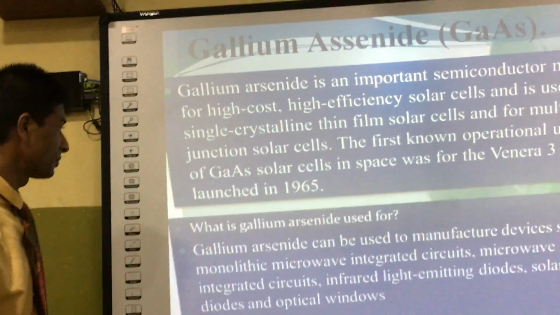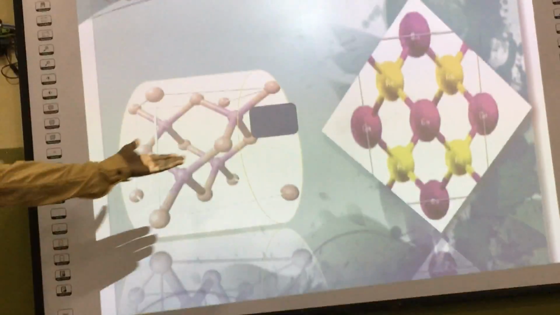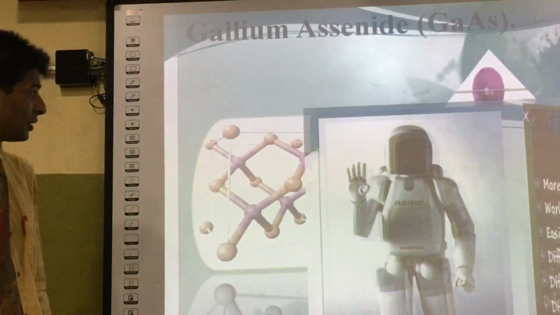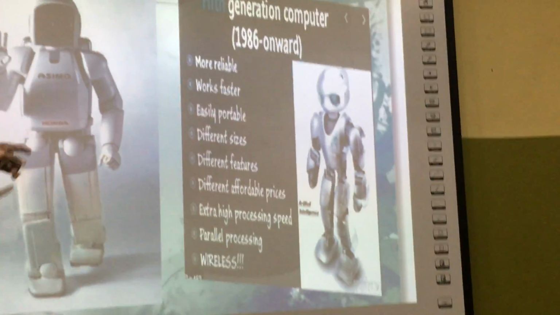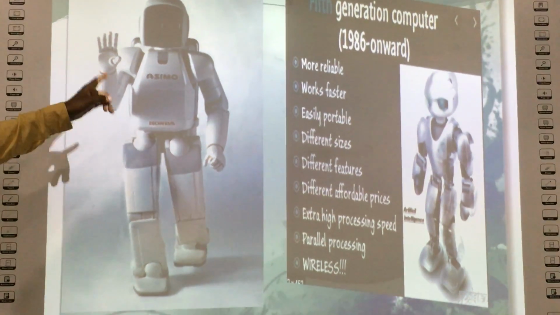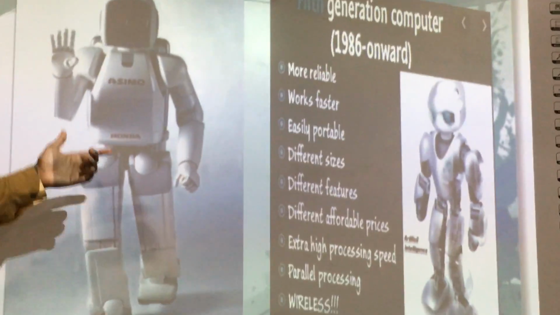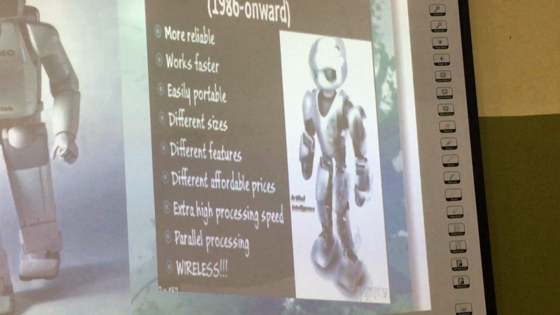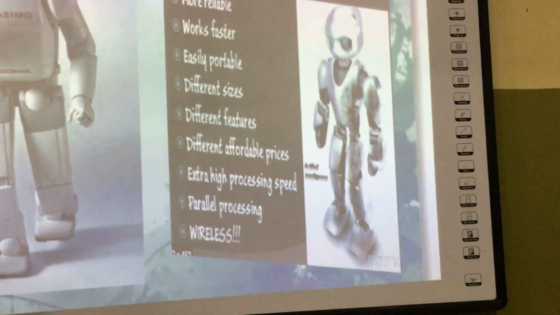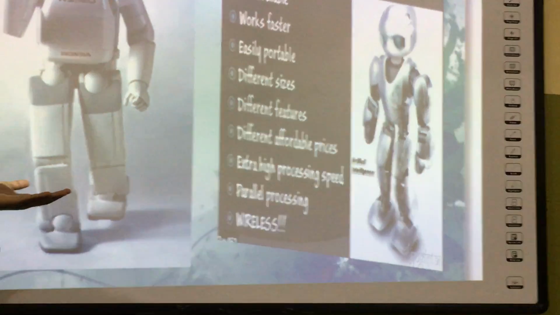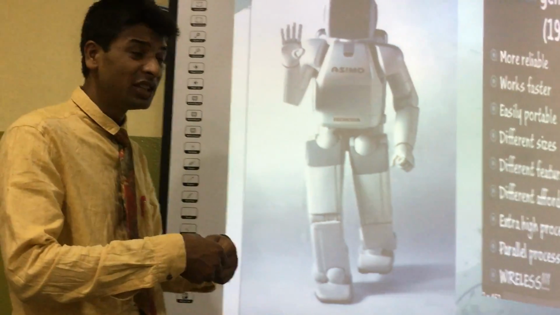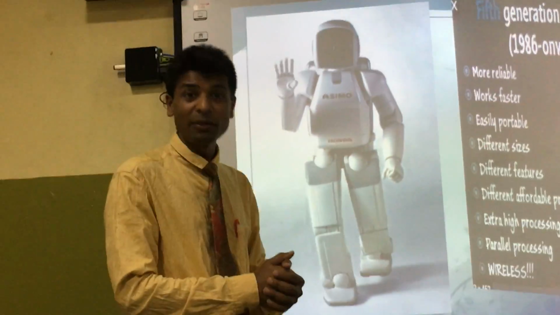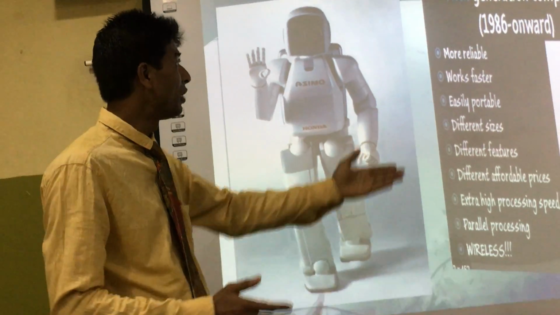Please go to the next slide. Now see the pictures. This is the cell of gallium arsenide. It is used in a robot. Now, this is the robot, the fifth generation computer. It seems like a human being. It speaks, we can talk with it, and we can give instructions. It is a fifth generation computer, 1986 onwards. Experiments are still going on. Some fifth generation computers are ready, some are already successful and in use, but they have not totally come into the market like fourth generation computers. Now some features are given here.